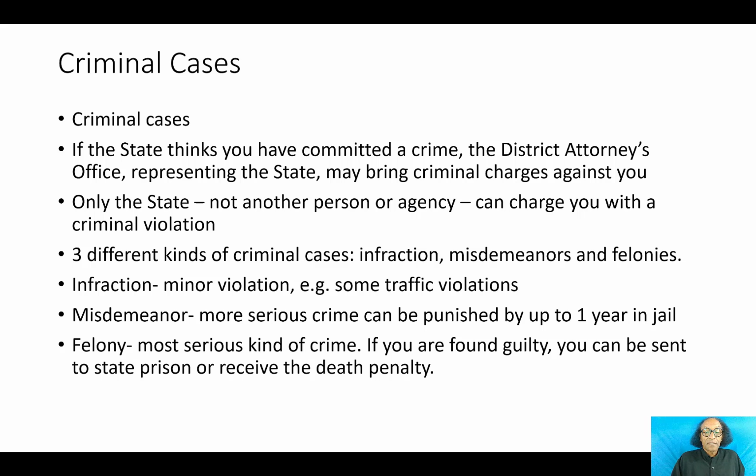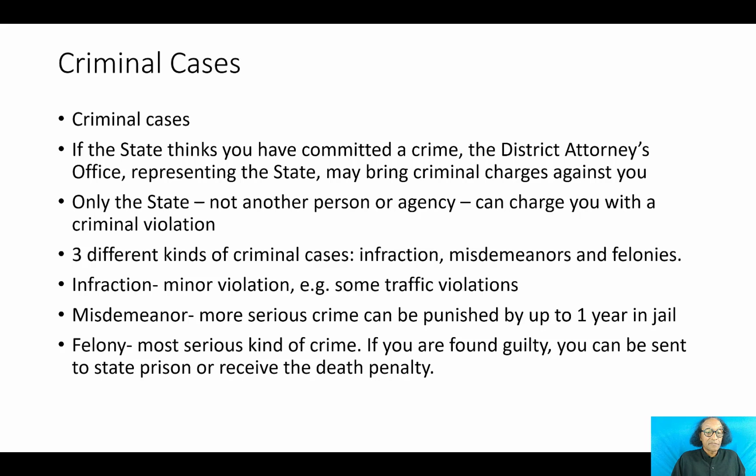Keep in mind, only the state can charge a person with a criminal violation, not another person, not individuals or private agencies. Only the designated agency, either the Attorney General of the state or the district attorney. There are three types of criminal cases: an infraction, a misdemeanor, and a felony. An infraction could be a minor violation. Oftentimes, most traffic violations can be considered infractions. Usually there's a fine, very unlikely that there will be any kind of jail time.